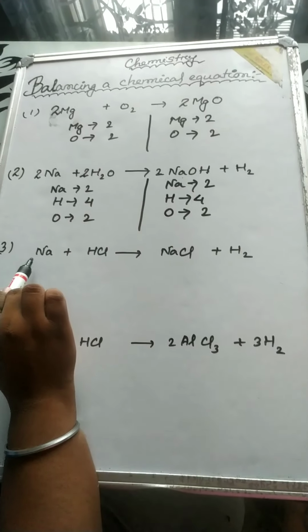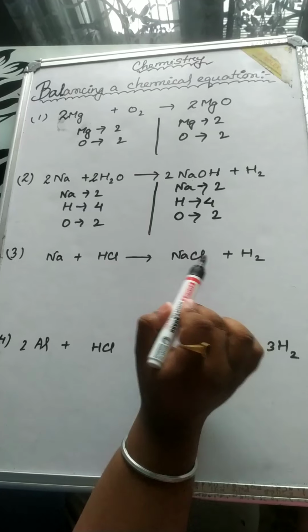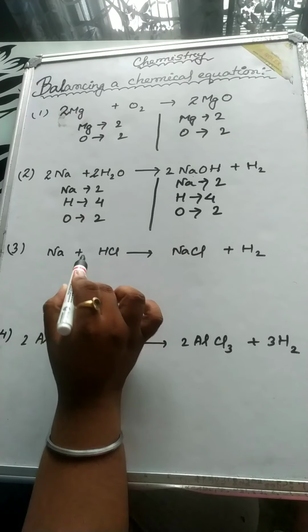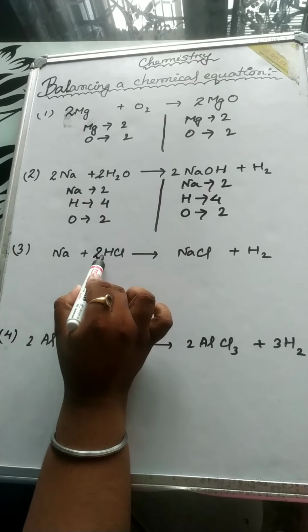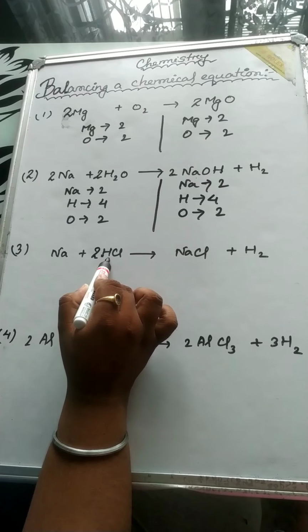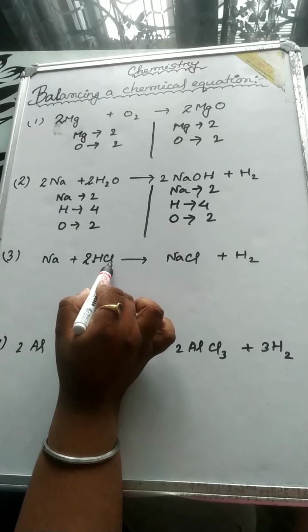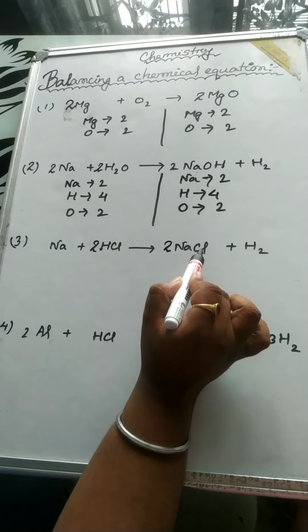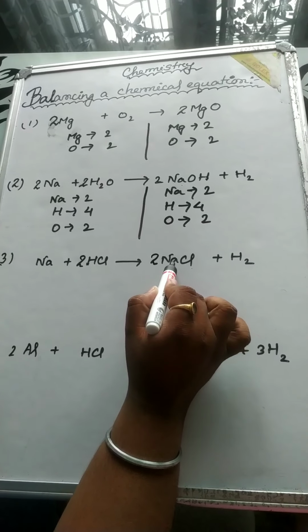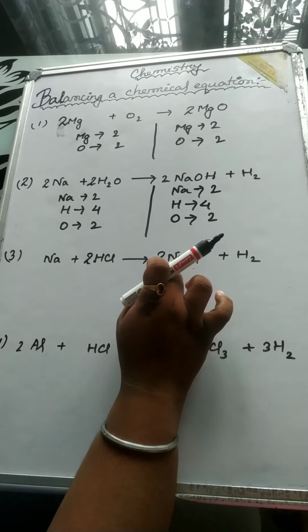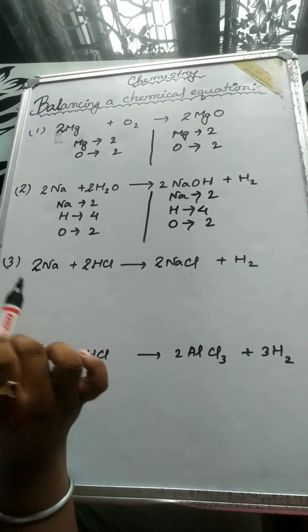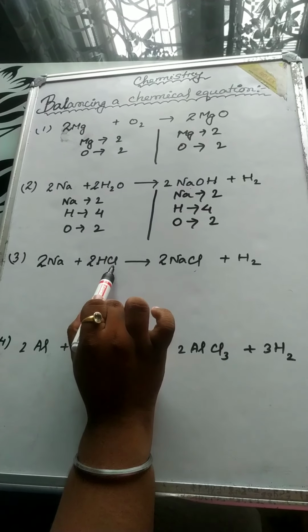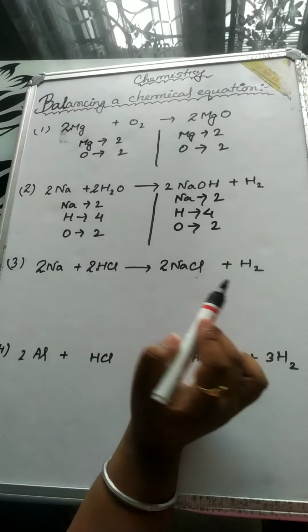Here you can see one atom of sodium and one atom of chlorine, but hydrogen has two atoms, so we have to put a 2 here, no other choice. If you put a 2 here, there are two atoms of hydrogen as well as two atoms of chlorine. If there are two atoms of chlorine, then you definitely have to put a 2 here. That means there are two atoms of chlorine as well as two atoms of sodium, so to make it equal, you have to put a 2 here. Then the total number of sodium atoms is 2 and 2, chlorine is 2 and 2, and hydrogen is 2 and 2. So this is balanced.